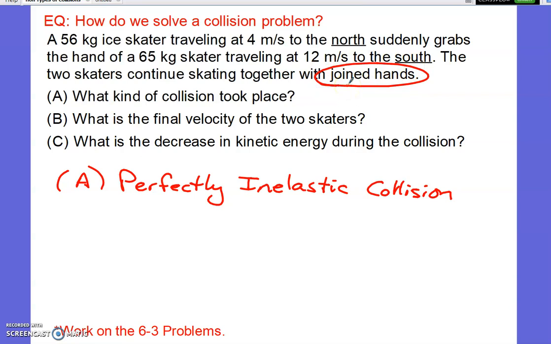The second part here, we want to find out what is the final velocity of the two skaters. And to solve this, we're going to use our conservation of momentum, because no matter what type of collision takes place, momentum is always conserved. So the first thing we're going to do is draw a picture of what's going on. We have our two skaters. The first skater traveling north and the second skater traveling south.